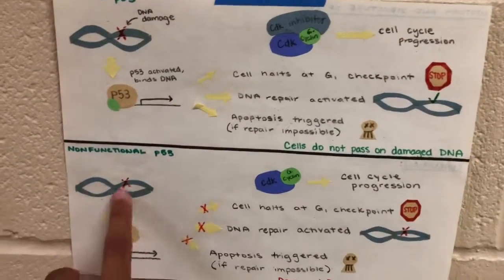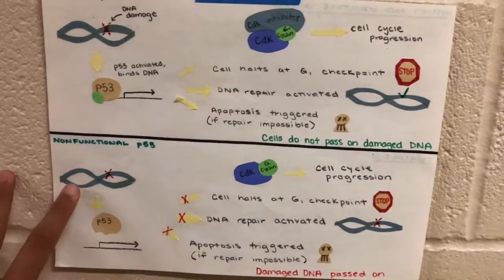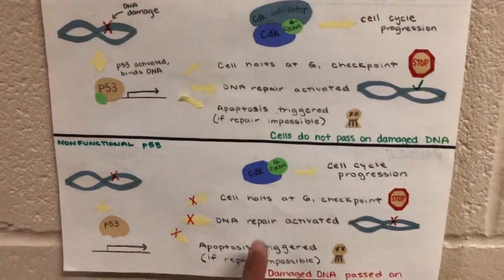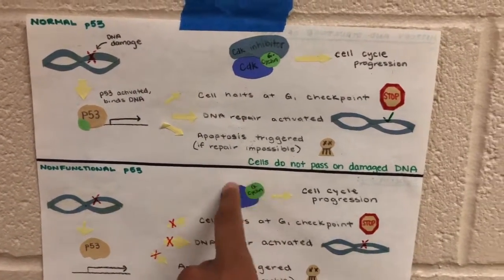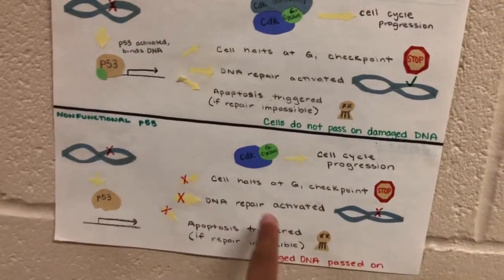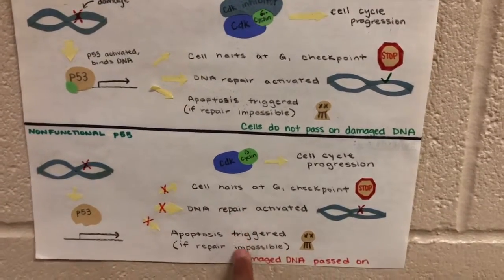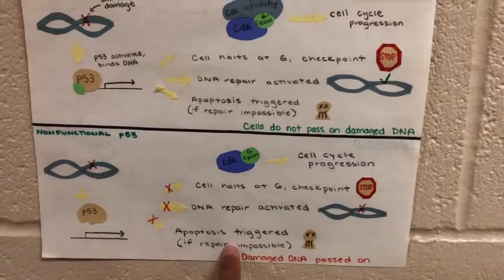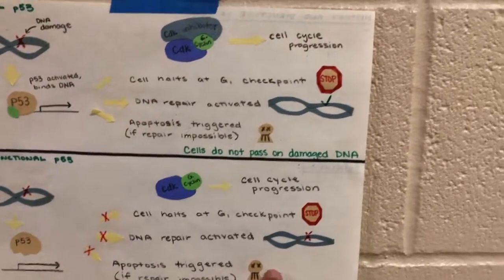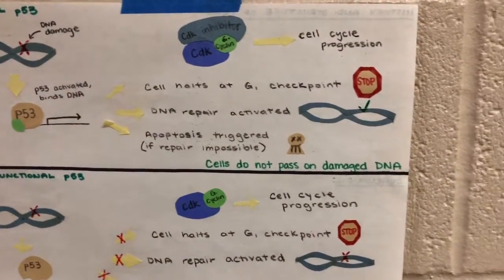In the case of a non-functional p53, the DNA is damaged, the p53 is not activated, therefore the CDK inhibitor is not imposed at the G1 checkpoint. The cell doesn't stop, no DNA repair is activated, and apoptosis is never triggered, and the cell cycle continues to proceed.